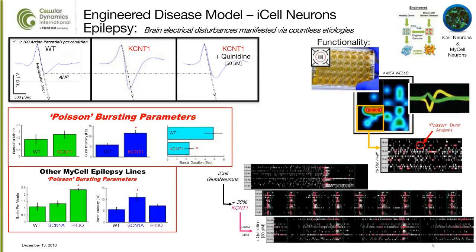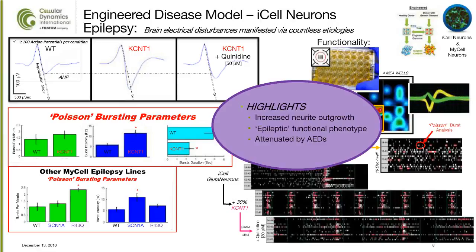One cell type that I haven't mentioned yet that we do have is the iCell glutaneurons, which is a very excitatory version of the iCell neurons, which synchronously bursts in culture. If we mix the iCell neurons with the KCNT1 mutated epileptic neurons, what we can see is an increase in the synchronous bursting rate of the culture, something that, again, would be considered epileptic. And then if we treat this again with the quinidine condition in the same well, we can see that the bursting starts to ameliorate a little bit. So we're treating with AEDs and getting the decreased result that we would expect.